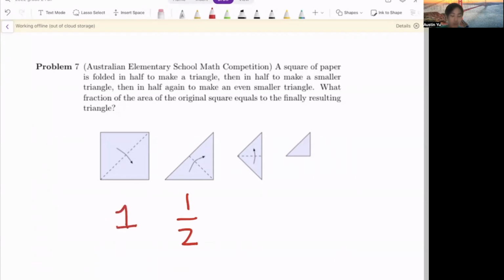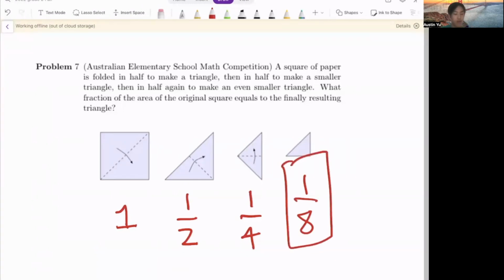And then for the next one, we get 1/4 of the original figure because it's 1/2 of 1/2. And then finally, what's 1/2 of 1/4? That's just 1/8, which is the final resulting figure. That's 1/8 of the original figure, so therefore the answer is 1/8. The fraction of the original area of the original square equals the final resulting triangle.